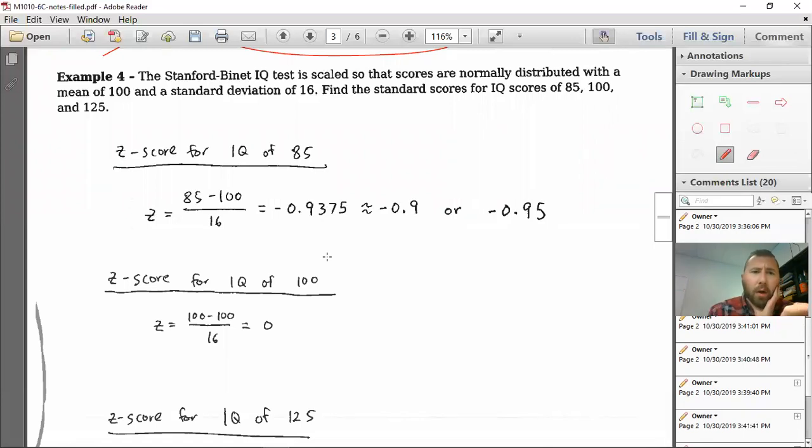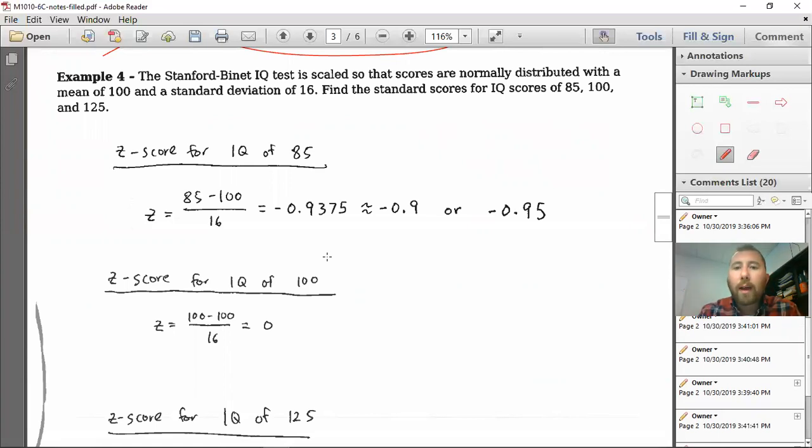All right, so example 4. The Stanford-Binet IQ test is scaled so that scores are normally distributed. As I said, a lot of standardized exams are designed so that they're normally distributed for these good statistical properties that we're talking about in this packet. Anyway, this normal distribution has a mean of 100 and a standard deviation, so your sigma, is 16.